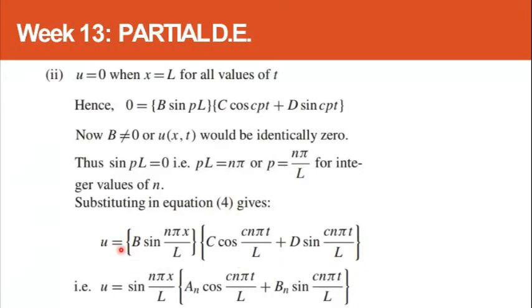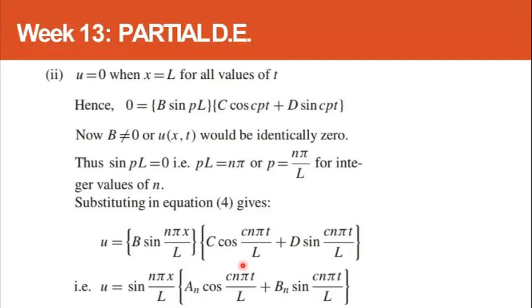So, therefore, we have u is equal to b sin(n pi x over L), and here C cos(c n pi t over L) plus D sin(c n pi t over L). And we will simplify it based on this. This is the simplification: u is equal to sin(n pi x over L) times a_n cos(c n pi t over L) plus b_n sin(c n pi t over L). If you notice, these a_n cosine and b_n terms are already included in our Fourier series.